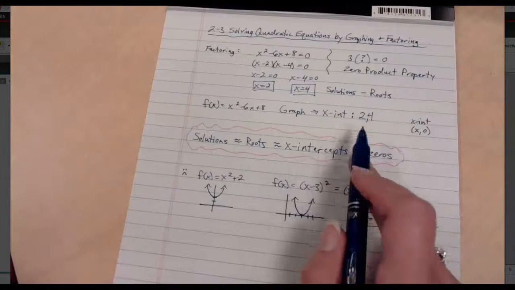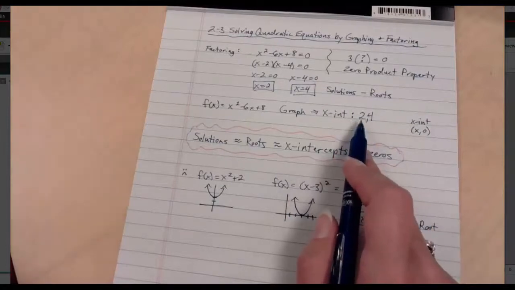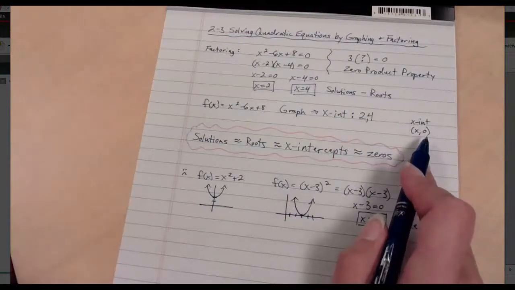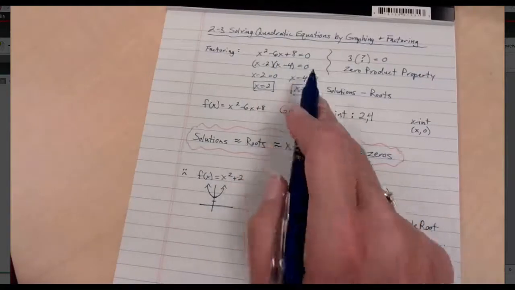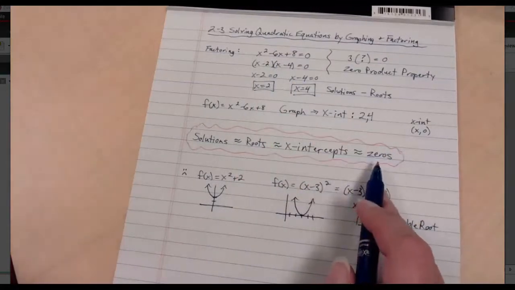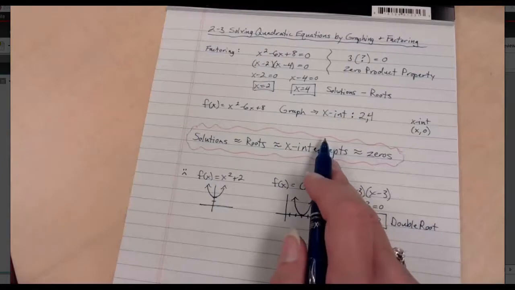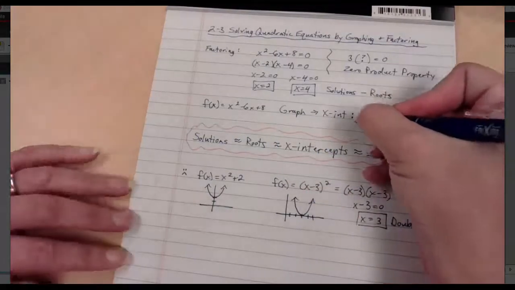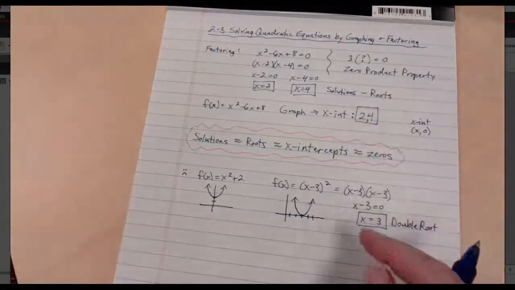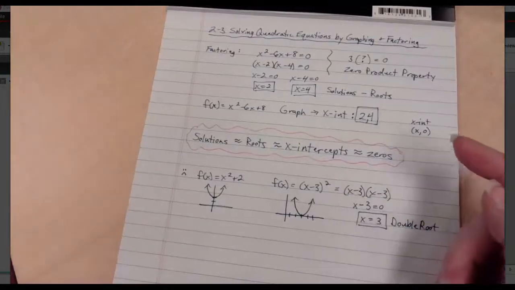And because these numbers, 2 and 4 in this case, make the y value equal 0, because they make the equation equal 0, these are known as zeros. So if I asked you for this equation, what are the zeros, you would still tell me 2 and 4, because they make the equation equal 0, they make the function equal 0.